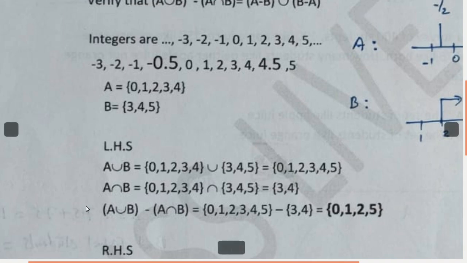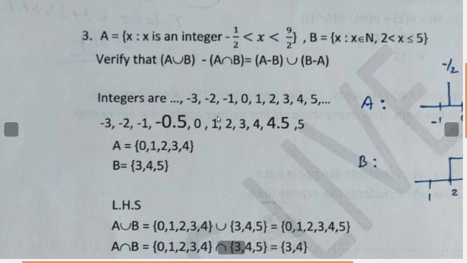Then what about A union B difference A intersection B? A union B is this one. A intersection B is 3, 4. So we have to eliminate these elements from here. You delete 3 and 4 from here. Then which are the remaining parts? 0, 1, 2 and 5. So this is the answer for the left hand side, A union B difference A intersection B.